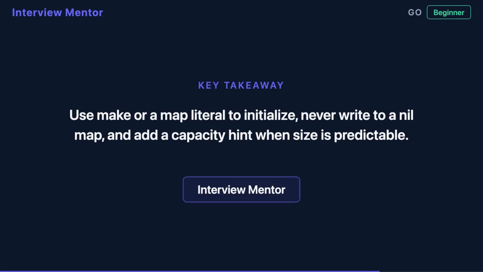Use make for empty maps, a literal for known data, always initialize before writing, and add a capacity hint when you know the size up front.